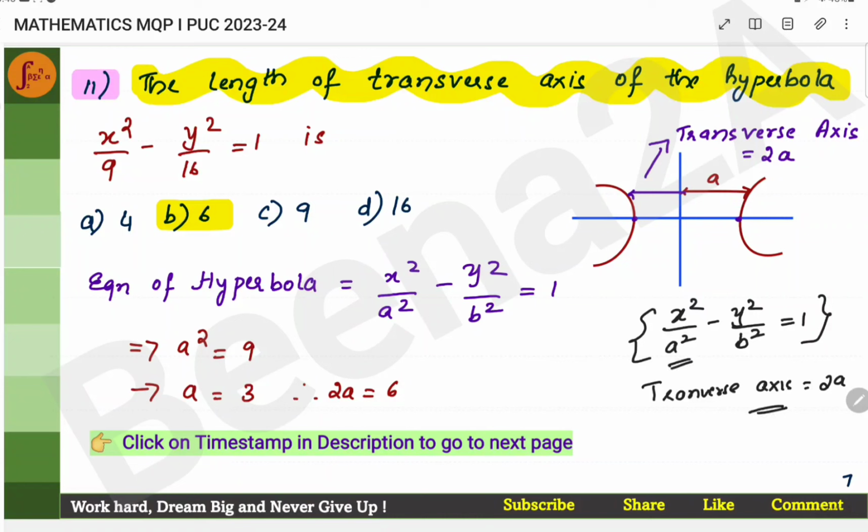So now, instead of a square, we have 9, right? We have x square by 9, which is nothing but x square by 3 square, which means a is equal to 3. So now 2 times 3 is 6. So the right option is B.